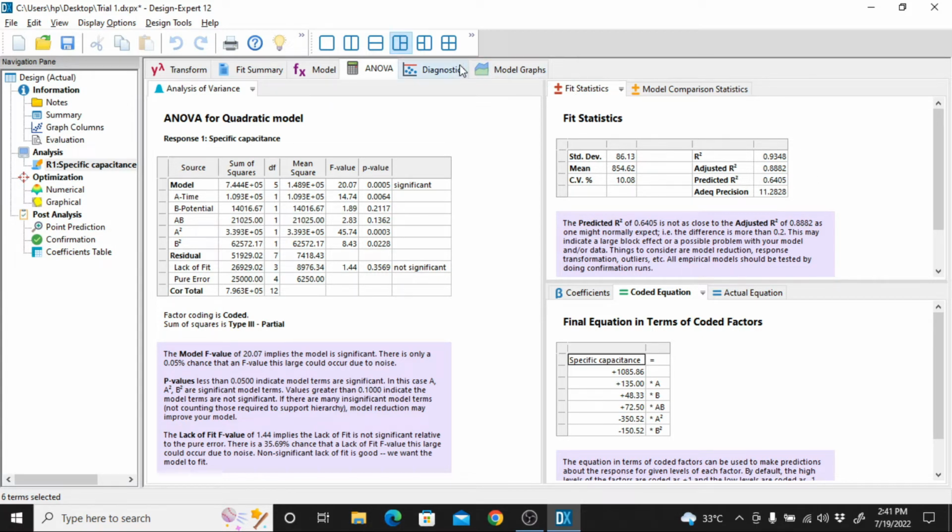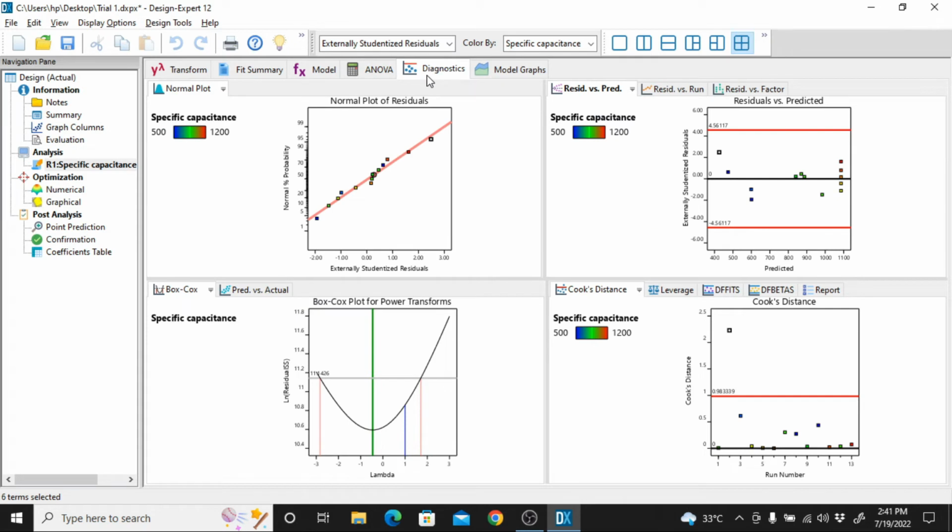Okay, move on to the diagnostic tab. In the diagnostic tab we will learn a lot about behavior and find errors. So for example, the first graph here, the normal plot of residuals, is good because all the data falls on the straight line, indicating the error is normally distributed. You are not going to see a heavy tail or heavy head here. So this means that your experiment is good. Only certain experiments or certain parts need to be repeated to have a very good result.